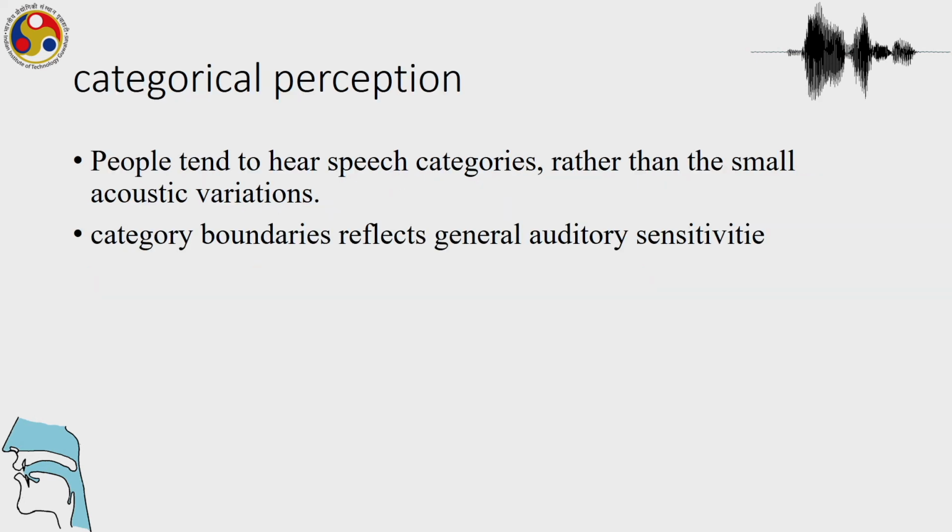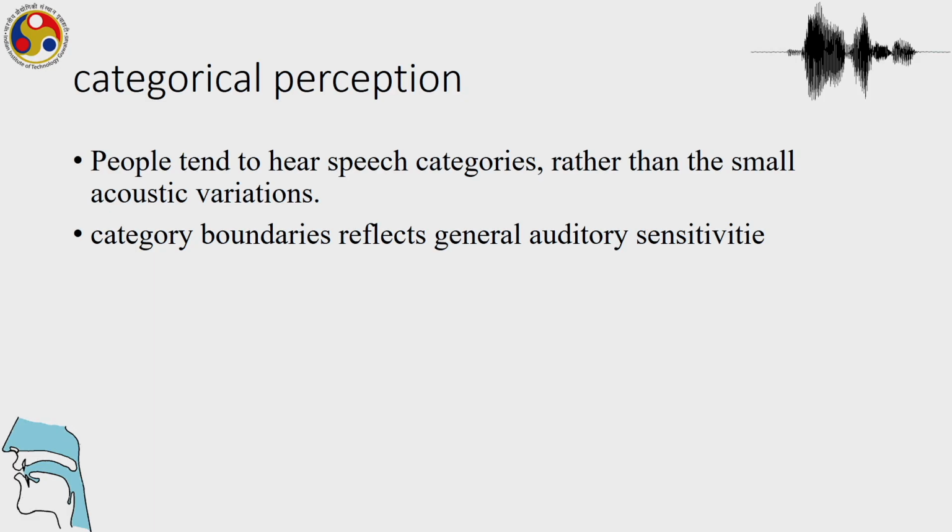So, finally, we want to conclude this discussion on categorical perception by saying that people tend to hear speech categories rather than the small acoustic variations. So, that ability humans seem to have. So, there are some abilities like categorical speech perception, which helps us to perceive speech, and also that there are certain auditory sensitivities that we have, and the category boundaries reflect our auditory abilities also.